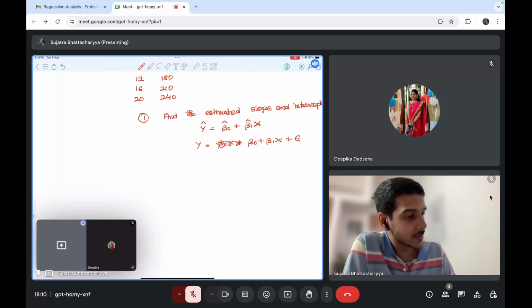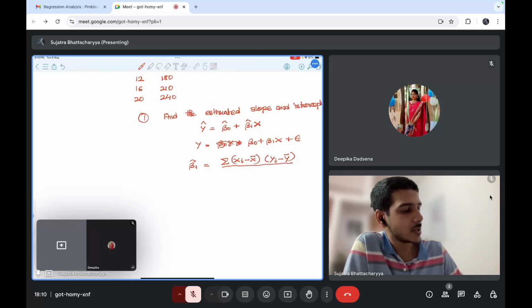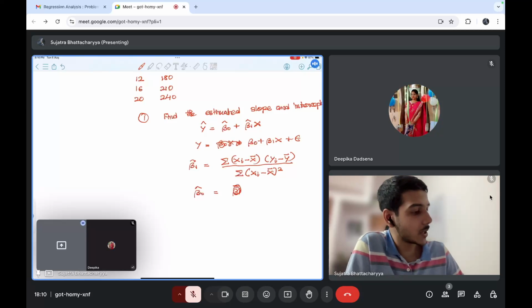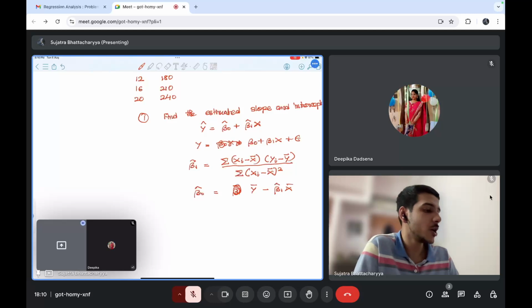Fine. So to calculate that, we know that beta 1 cap or beta 1 hat is the summation of xi minus x bar times yi minus y bar, divided by the summation of xi minus x bar whole square. And beta naught hat is equal to y bar minus beta 1 hat x bar. This is through which we can calculate beta naught and beta 1.